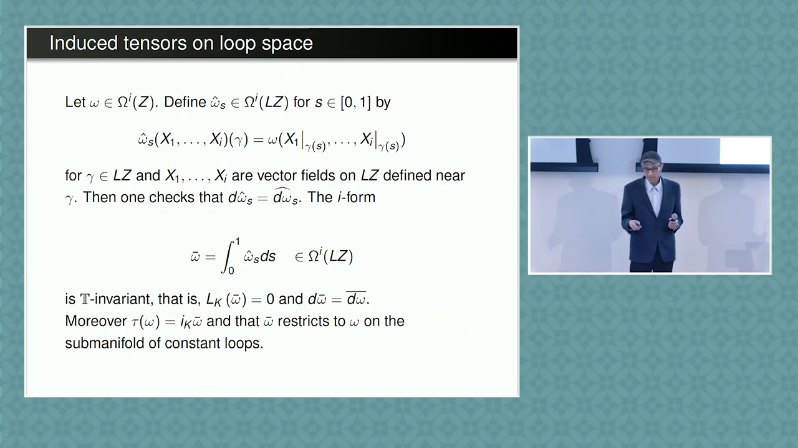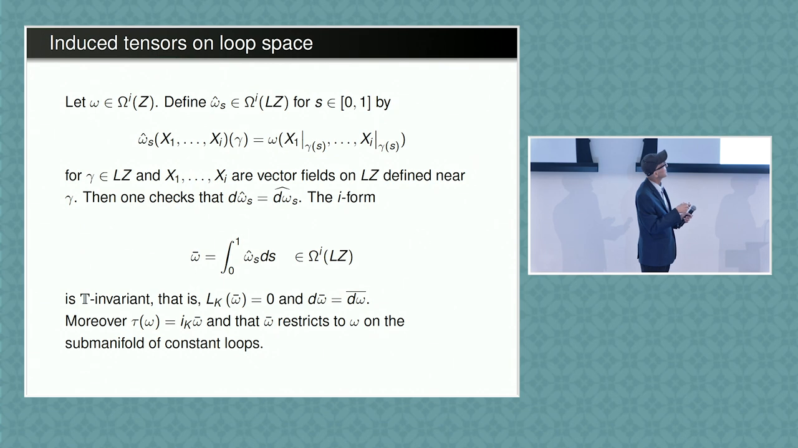So the first one: if you take a form on Z of degree i, you can extend it to be a differential form on loop space. So we think of Z as the constant loops in loop space. The way we do this is, for a parameter s between 0 and 1, we take the hat of omega, s, applied to some vector fields x1 to xi, applied at the loop gamma, to be omega of x1 restricted to gamma of s, through xi restricted to gamma of s. And these xi's are vector fields on LZ defined near the loop gamma.